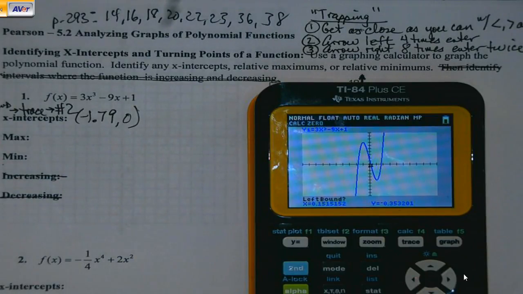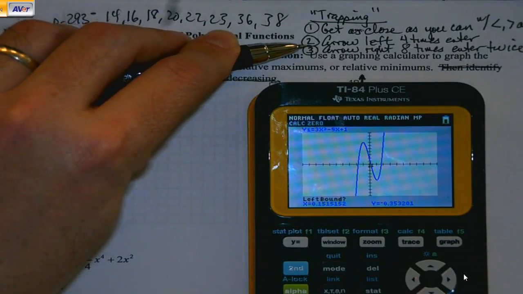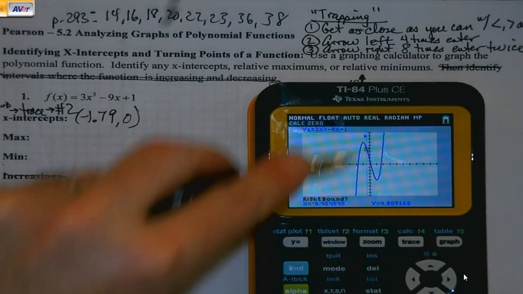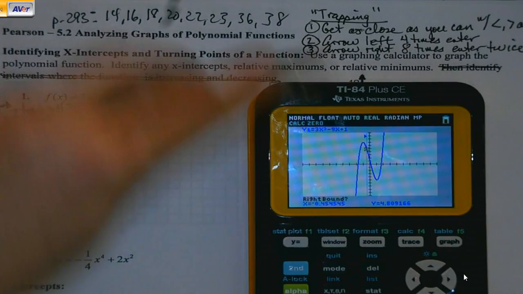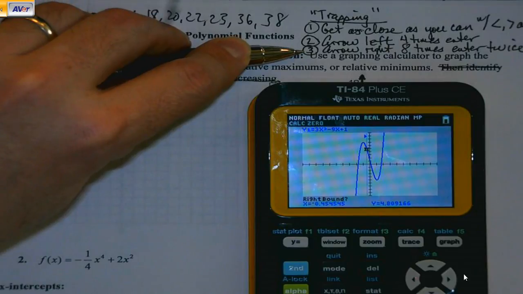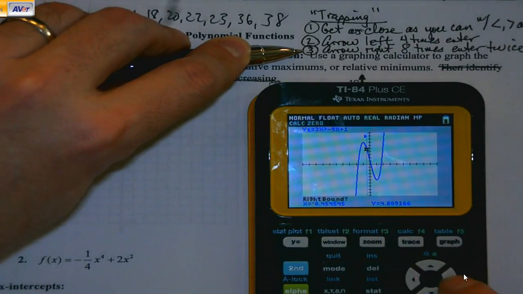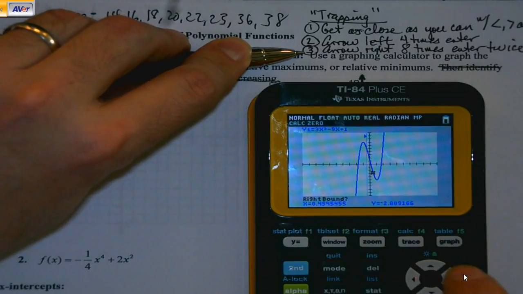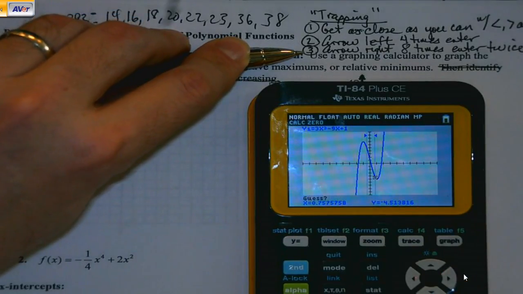So I get there. Then what? Don't hit enter yet. One, two, three, four. Hit enter. Okay, there's my first border. Trapping this in. Once I've done that, arrow right, eight. One, two, three, four. Back where I started. Five, six, seven, eight. And enter.